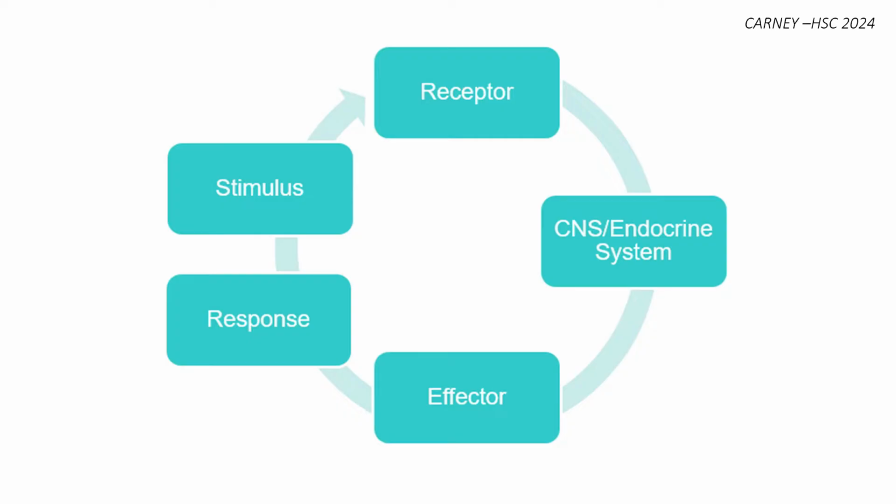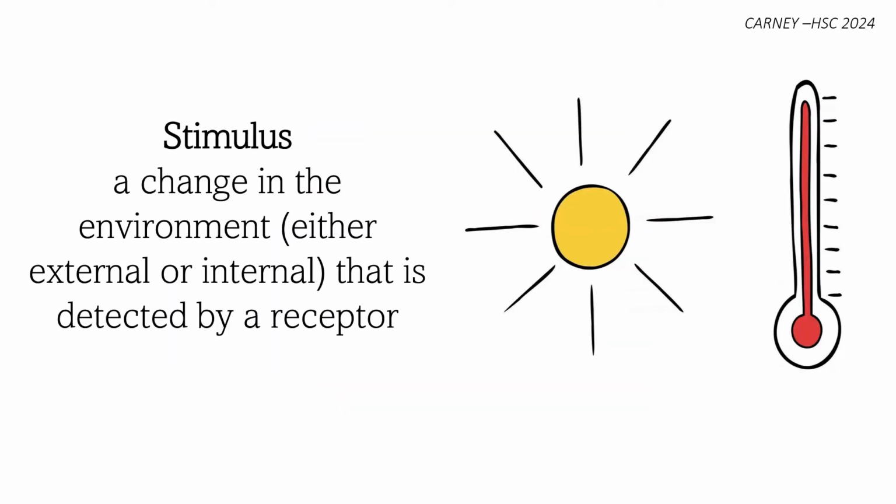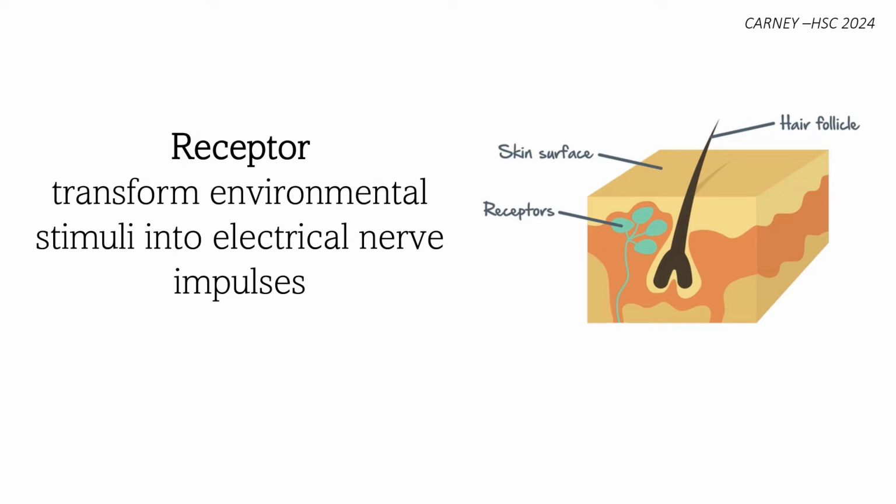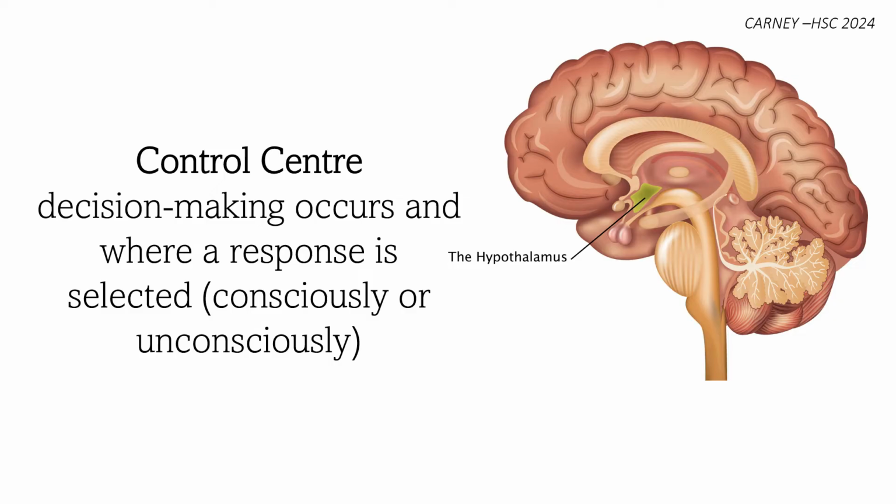Let's look at this in more detail. Stimulus, a change in the environment, either internal or external, that is detected by a receptor. Receptors are groups of cells in the body that detect the changes in an environment, called stimuli. Two examples are thermoreceptors that detect changes in temperature and chemoreceptors that detect changes in the concentration of chemicals. The central nervous system is made up of the brain and spinal cord. Its job is to receive the transmitted information, interpret it, and send signals to act upon this information.